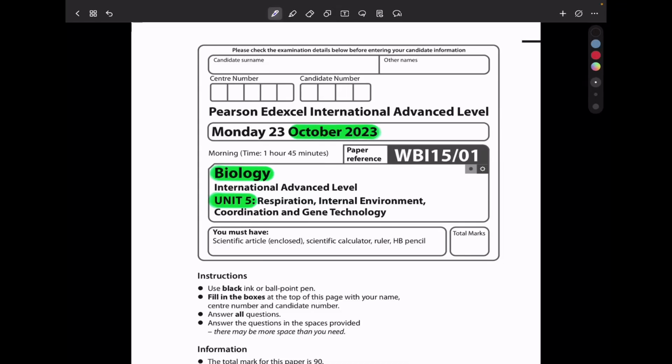Today we're doing the Pearson Edexcel International A-Level Biology Unit 5 for October 2023. Let's begin with the first question.